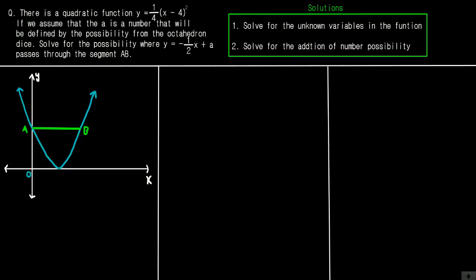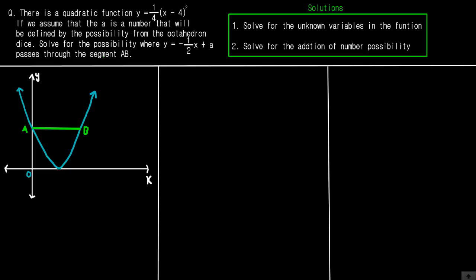There is a quadratic function y is equal to 1 over 4 times (x minus 4) squared. If you assume that the a value is a number that will be defined by the possibility from the octahedron dice, solve for the possibility where y is equal to negative 1 over 4 x plus a passes through the segment AB.